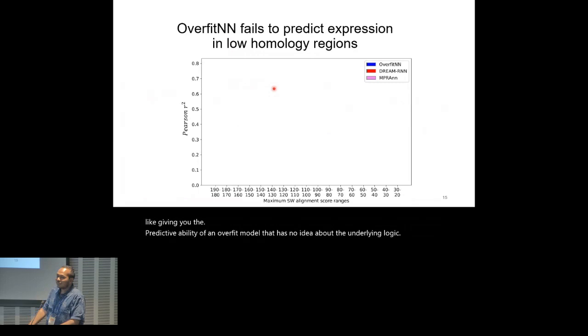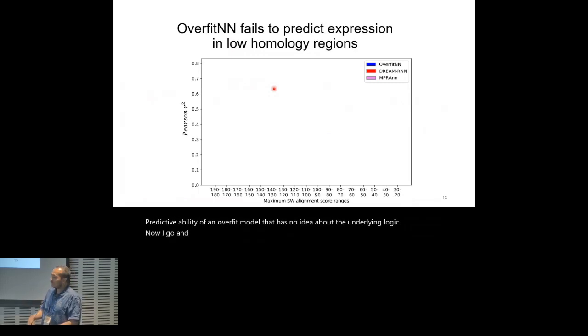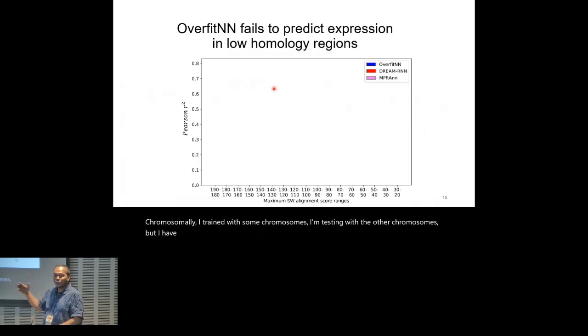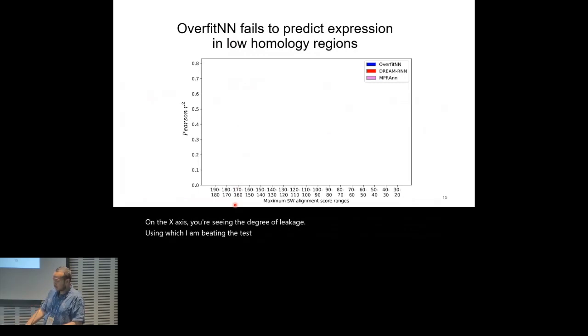Now I go and train different neural networks and apply the overfit NN on this lentiMPRA data. I split the sequences chromosomally. I train with some chromosomes and test with the other chromosomes. But I've already calculated the local alignment scores between the train and test sets. On the x-axis, you're seeing the degree of leakage, using which I'm binning the test data. And on the y-axis, you're seeing the performance of the models.